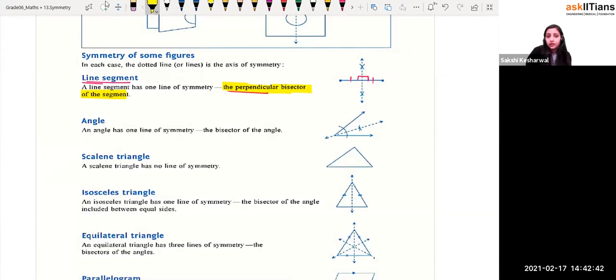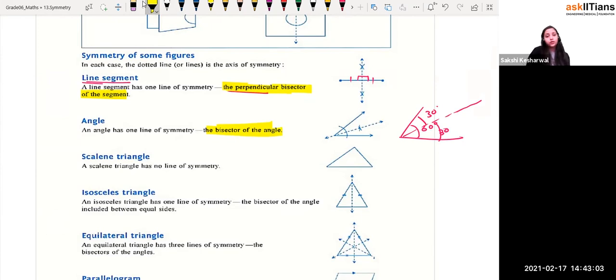Now, what are the other things which we have? What is an angle? An angle has only one line of symmetry, that is the bisector of the angle. It means it is divided into two equal halves, right? So if you have an angle like this, this is 60 degrees. So what is the line of symmetry? This is the line of symmetry. So this will be 30 degrees and this will be 30 degrees, right?